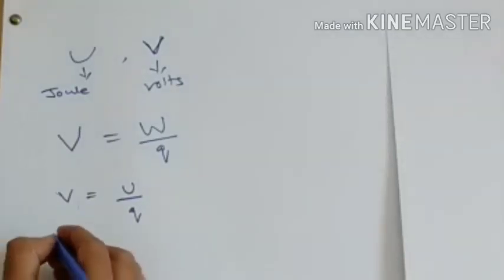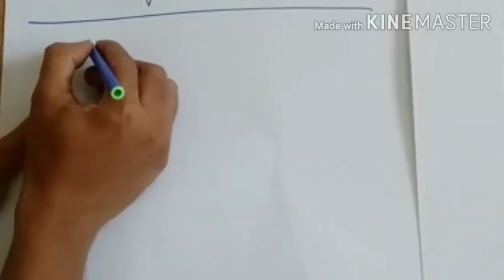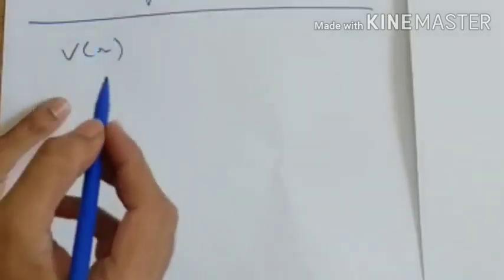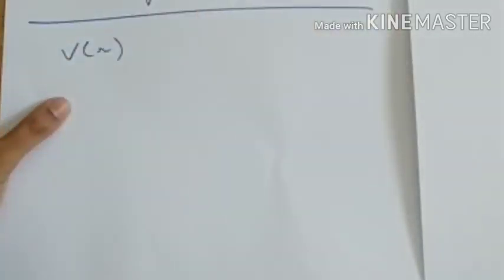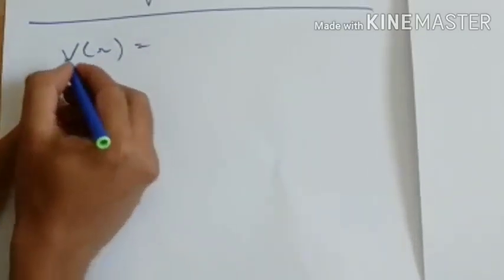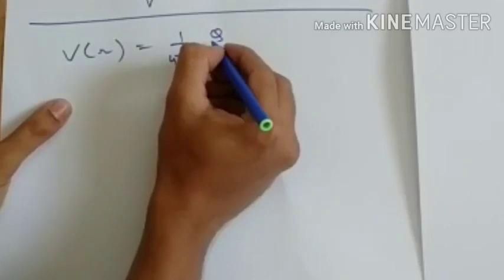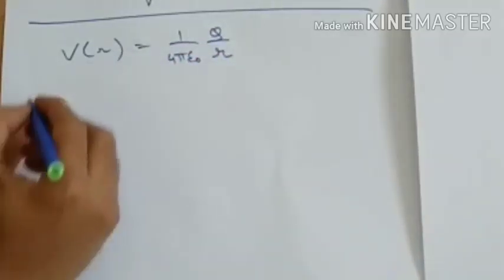Now, one more thing. There is another usable formula. Why do I say the word usable? Because we cannot find electrostatic potential by using these formulae. It becomes a little bit difficult. So there is a simple formula for electrostatic potential. V as a function of R, where R denotes the distance from the source charge to the test charge. It is given by V(R) is equal to 1 by 4 pi epsilon naught, capital Q by R.